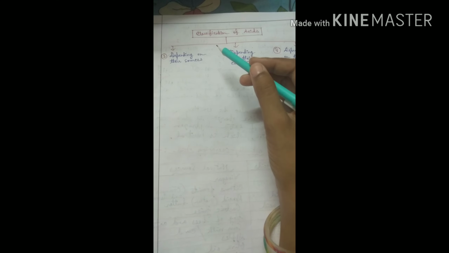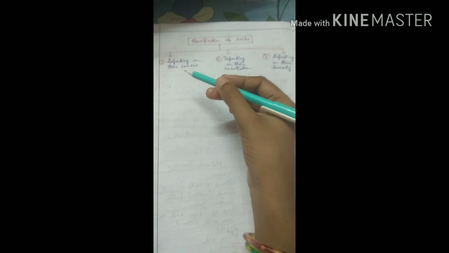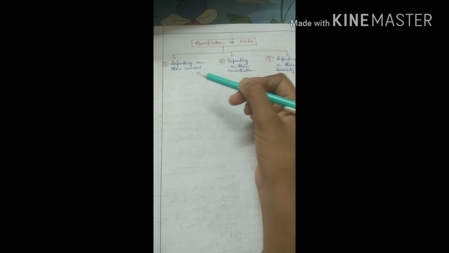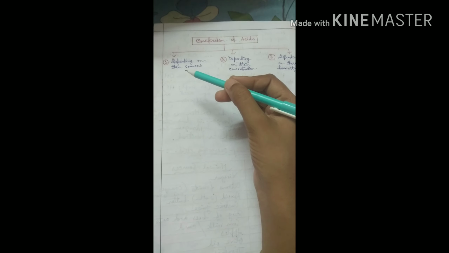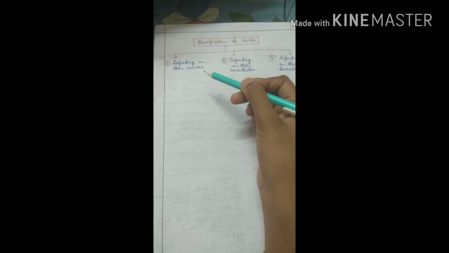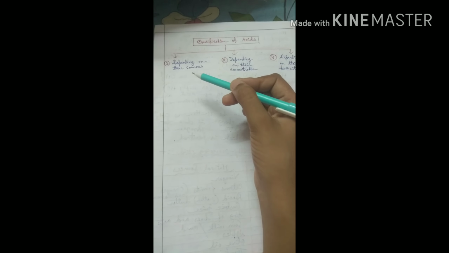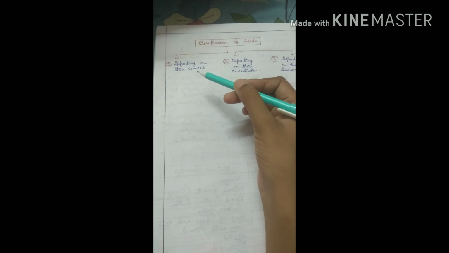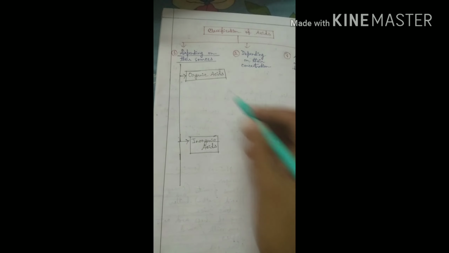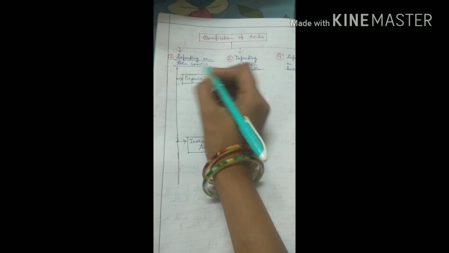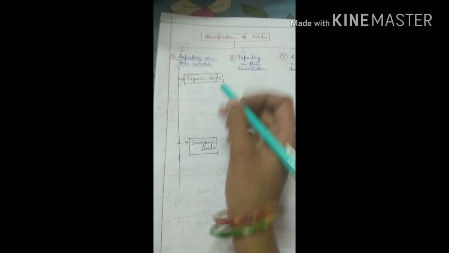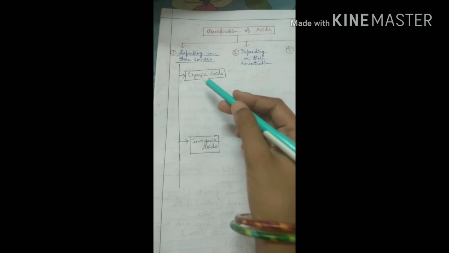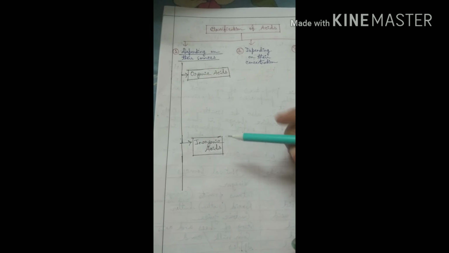Acids can be classified in various ways, mainly on the basis of three ways. Number one, depending on their sources. That means either organic sources or inorganic or mineral sources. So let's elaborate this basis of classification. On the basis of their sources, acids are classified into two types, organic acids and inorganic acids.